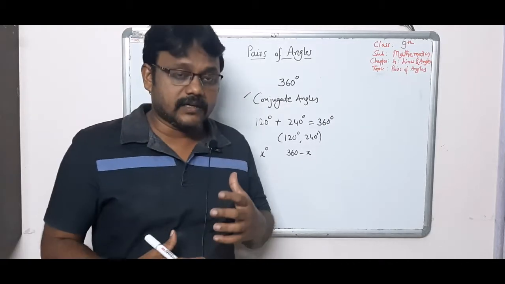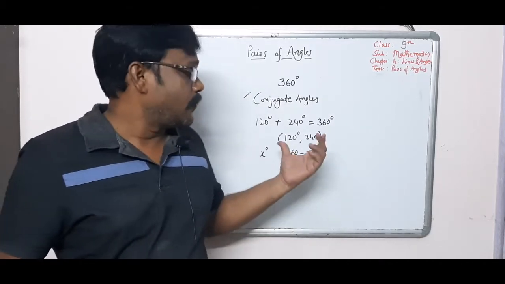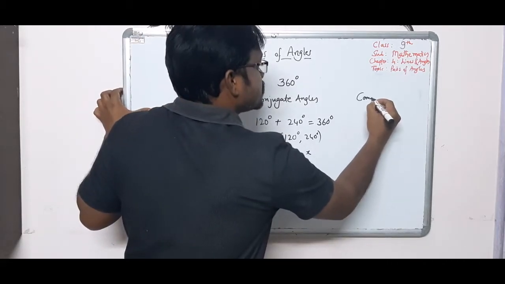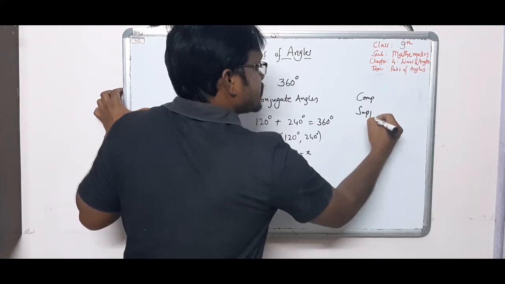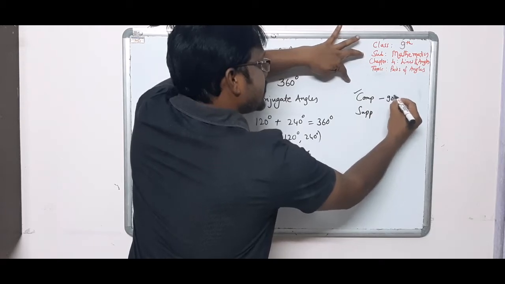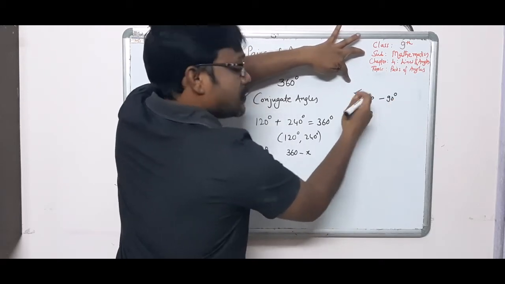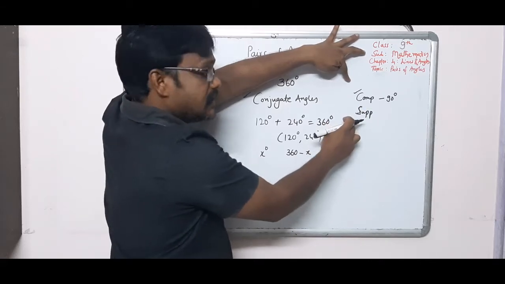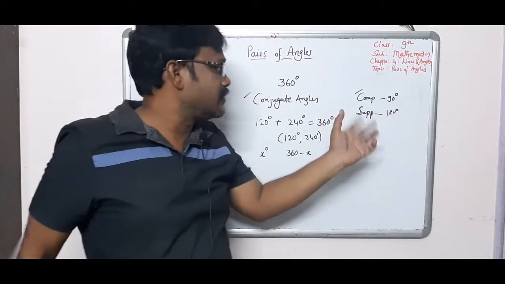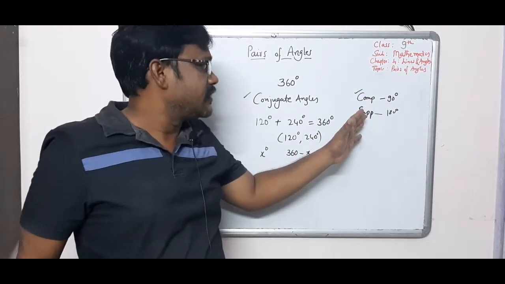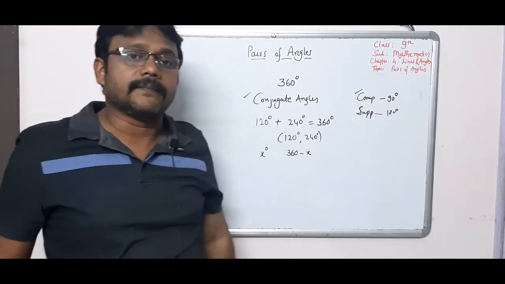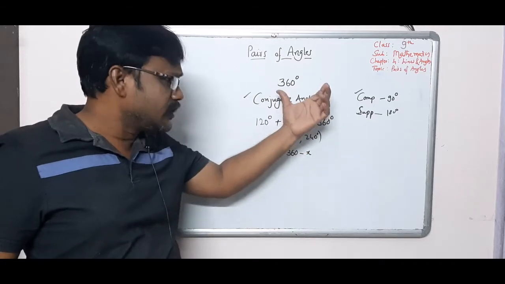So likewise, we have three pairs introduced. One is complementary angles. To avoid confusion, complementary angles means COMP complementary angles, SUP supplementary angles. Since we start alphabet with C, you can remember this sum as 90 degrees, and since S comes after C, you can remember as 180 degrees. Sometimes we confuse what is complementary and what is supplementary. Complementary C comes first, that's why 90 comes first. S comes later, that's why 180 comes later. Likewise, you can remember all the angles.